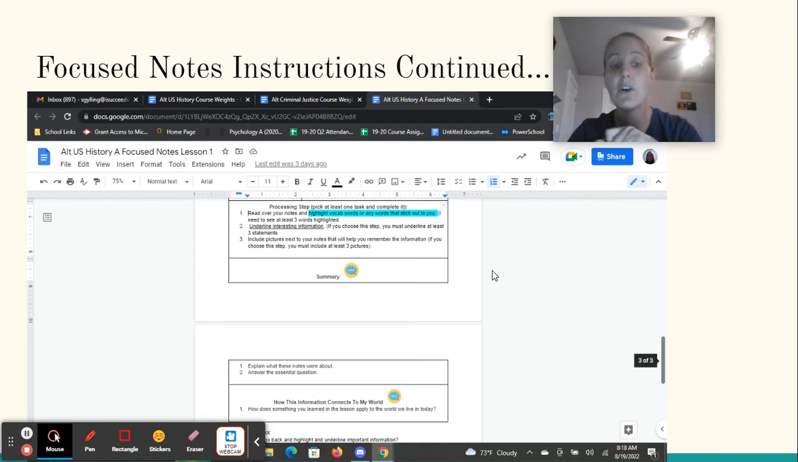So first, read over your notes and highlight vocab words or any words that stick out to you, because some of them don't have vocab words in them. So highlight the vocab words or any words that stick out. I need to see at least 3 things highlighted. So 3 vocab words or 3 things that stuck out.